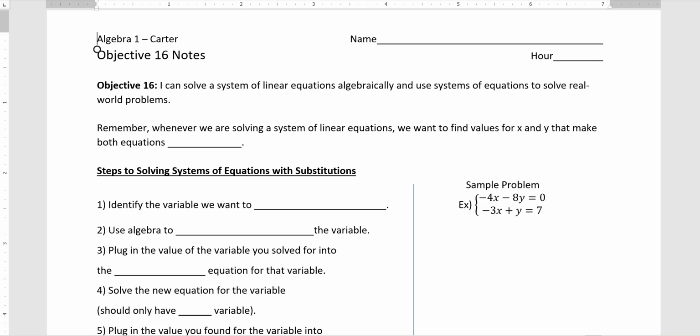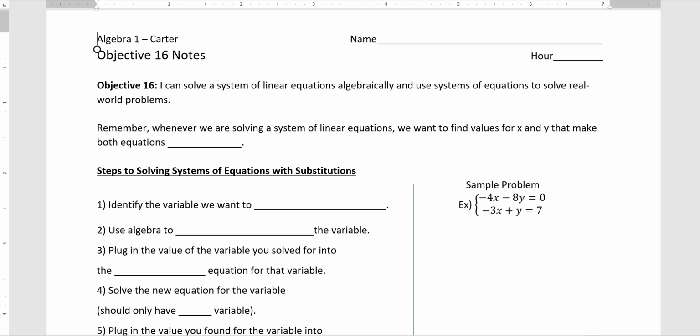Today, we're going to hit up part one of these notes. Objective 16 says, I can solve a system of linear equations algebraically and use systems of equations to solve real-world problems. So we're going to split this up really into 3 days. Today, we're going to focus on substitution. Tomorrow, we'll focus on elimination, and then we'll do word problems the last day.